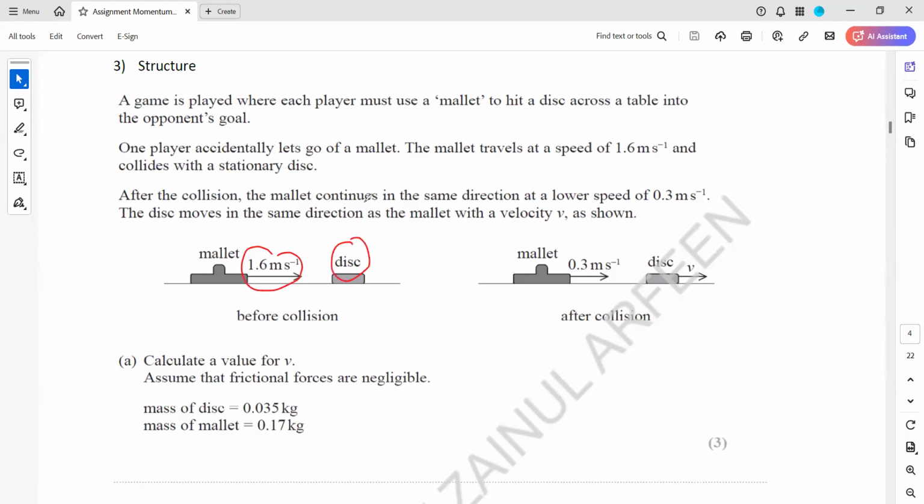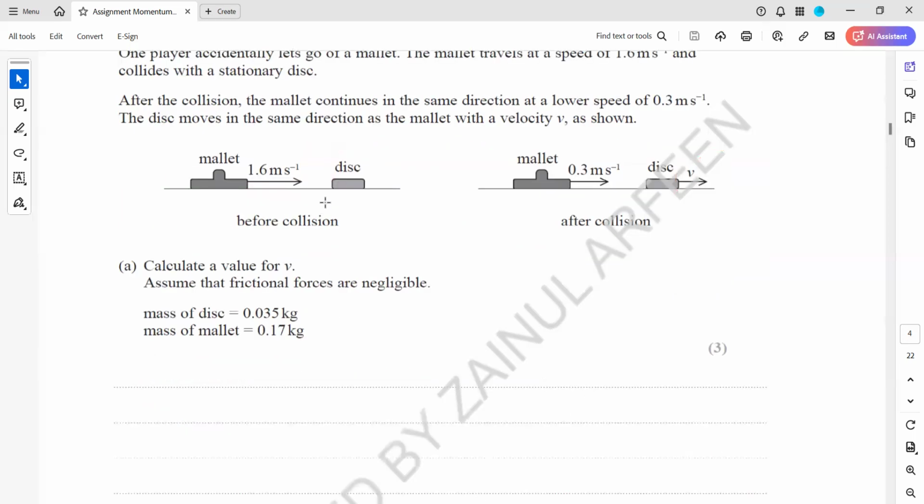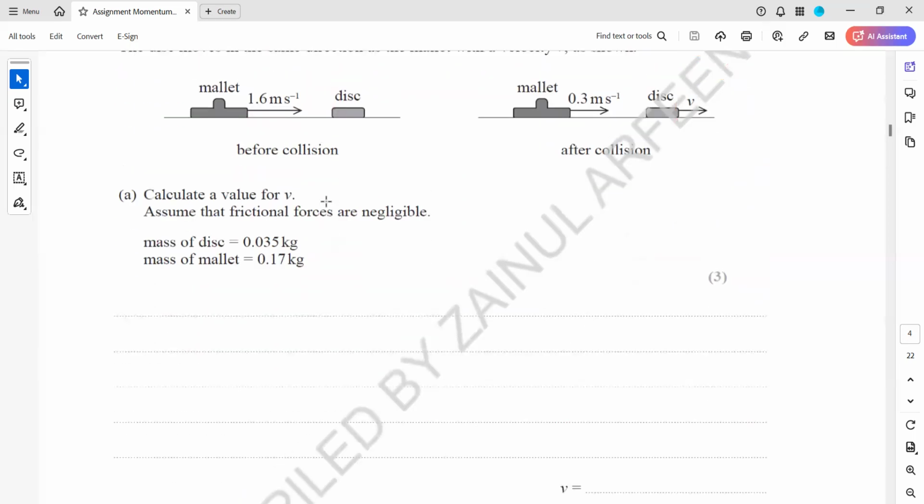After the collision, the mallet continues in the same direction with a speed of 0.3 meters per second. The disc moves in the same direction as the mallet with a velocity v. Calculate the velocity v. Assume that the frictional forces are negligible. The mass of the mallet is given and the mass of the disc is also given.